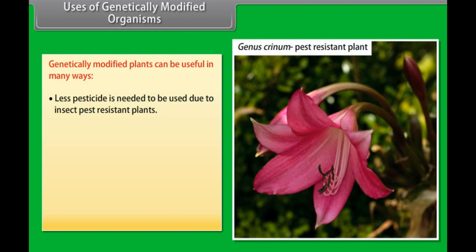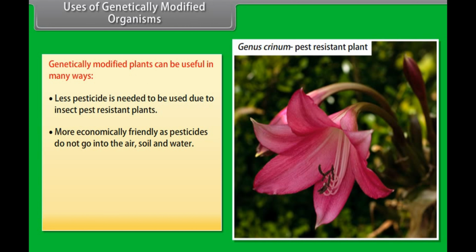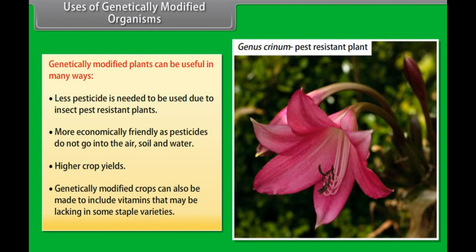Less pesticide is needed to be used due to insect pest-resistant plants. More economically friendly as pesticides do not go into the air, soil and water. Higher crop yields. Genetically modified crops can also be made to include vitamins that may be lacking in some staple varieties.